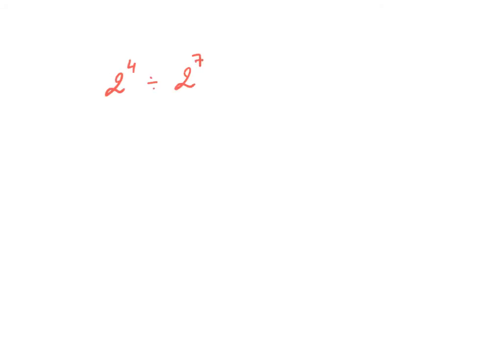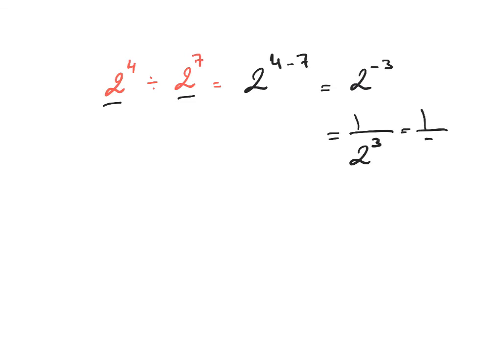I have another example here, 2 to the 4th divided by 2 to the 7th. We keep the same base and we subtract 7 from 4. So 4 minus 7 will be 2 to the negative 3. You're never going to leave your answer as a negative exponent. To change this to positive, you make it 1 over 2 to the 3rd. And we know that 2 to the 3rd is 8. So the answer is 1 over 8.